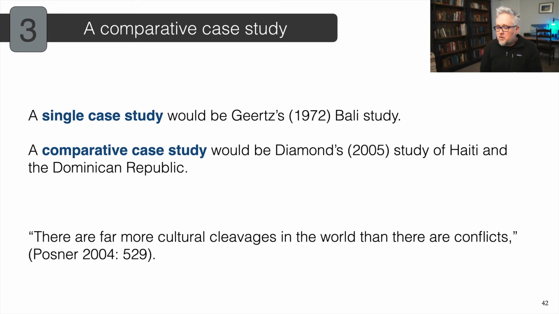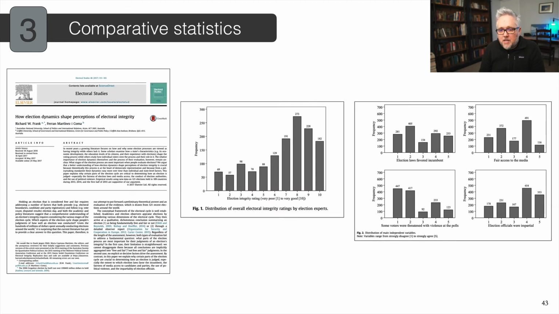Connecting back to the Posner, there's far more cultural cleavages in the world than there are conflicts. So what is it that makes these cleavages salient? And you can make different arguments about whether it's historical, political leaders, economic, environmental, all those different kinds of factors through those comparative case studies. By selecting creative pairs of states, you can make some statements that might be less directly comparable than with a natural experiment or regular experiment, but it's still one where you want to try to hold as much the same as possible.